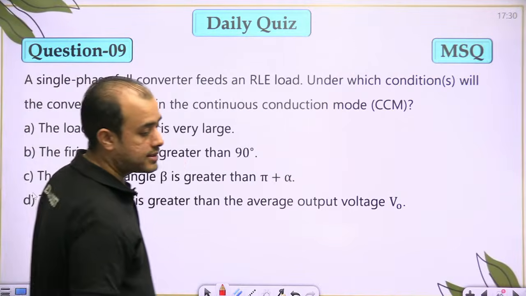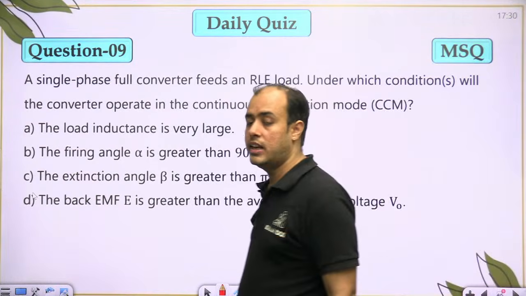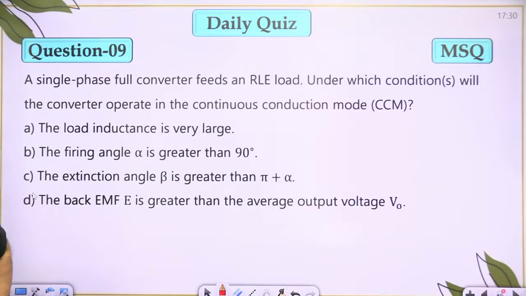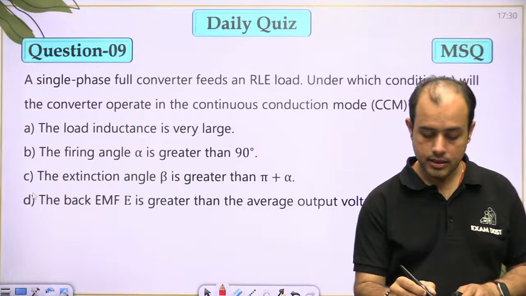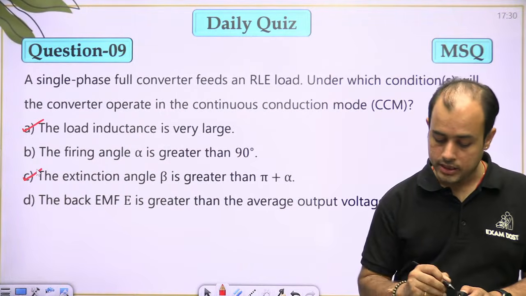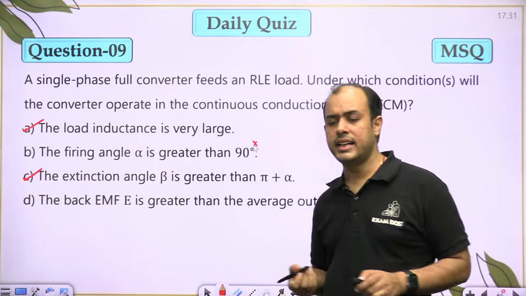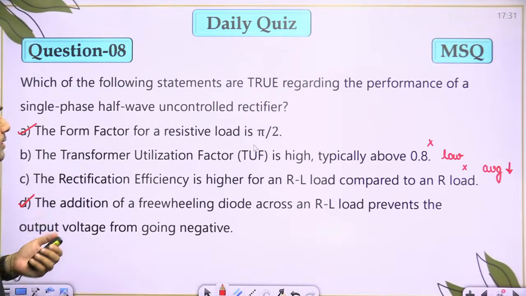Chalo, next. A single phase full converter feeds the RLE load. Under which condition will it operate in continuous conduction mode? RLE लोड में कंटिन्यूअस कंडक्शन किस कंडीशन में मिलेगा? ये भी लेकिन फुल कन्वर्टर का ही है बेटा. इंडक्टेंस इज वेरी लार्ज, बीटा मोर देन पाई प्लस अल्फा. ठीक है, अल्फा ग्रेटर देन 90 से कोई लेना देना नहीं है, बीटा ग्रेटर देन पाई प्लस अल्फा. क्या क्या कह रहे हो?